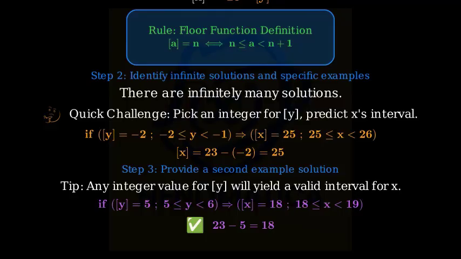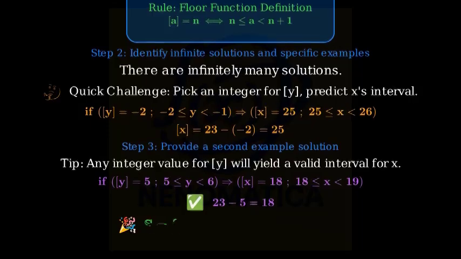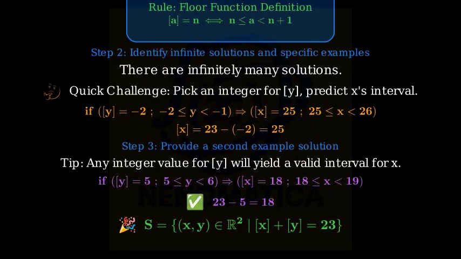Now we present the final answer as a set description and celebrate. The solution set is all real pairs x and y such that floor of x plus floor of y equals 23. To wrap up, we summarize the key ideas.